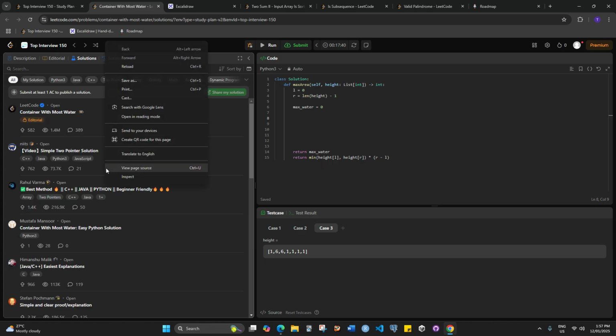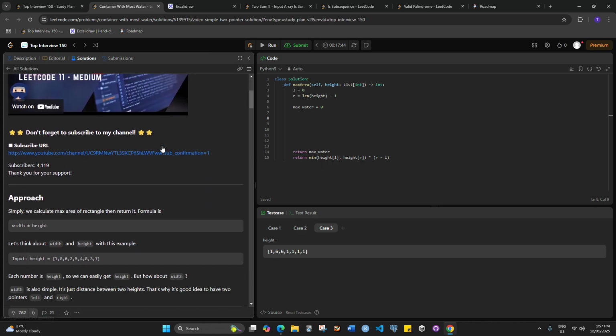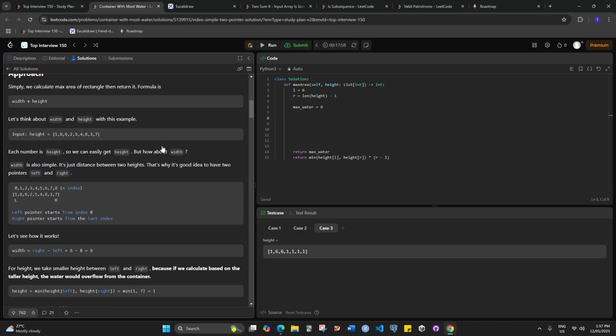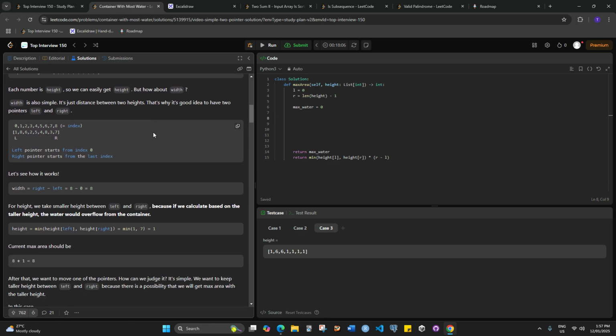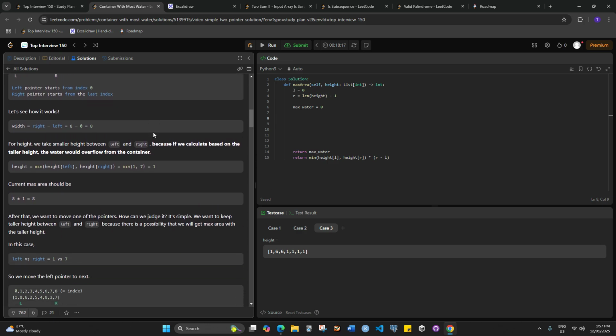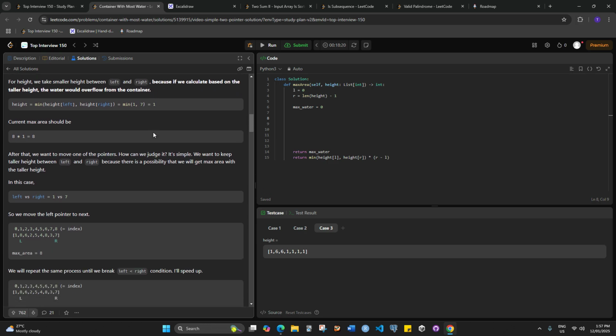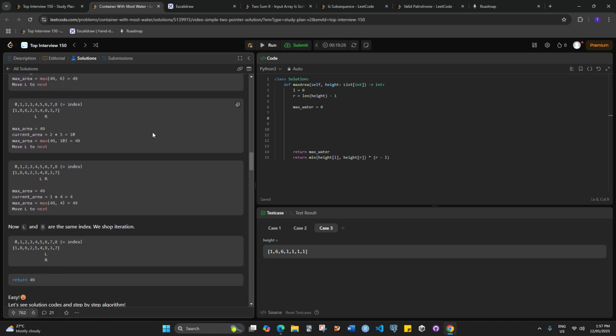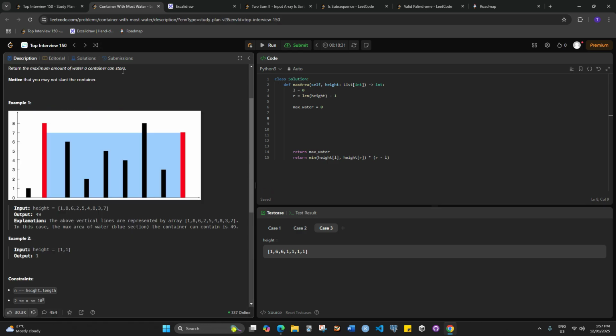Let's just take a look at the solutions. We want to keep the taller height between the left and the right. But why does that work?